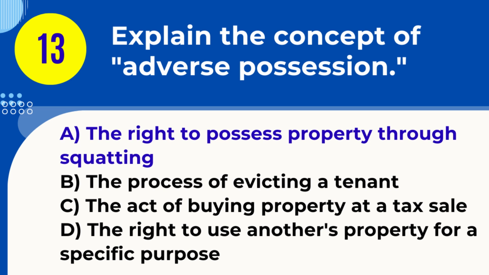Answer. A. The right to possess property through squatting. Explanation. Adverse possession allows a person to gain legal title to a property by occupying it for a specific period under certain conditions, often without the legal owner's permission.